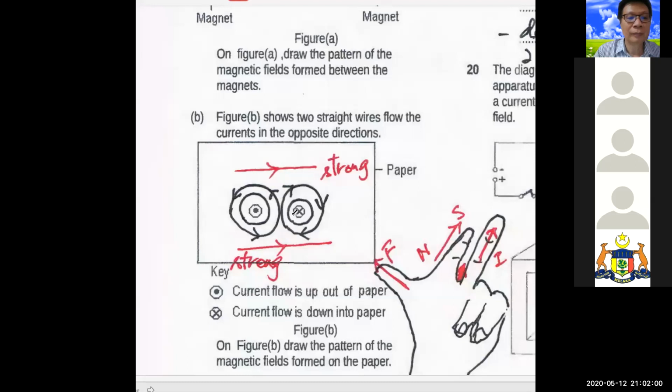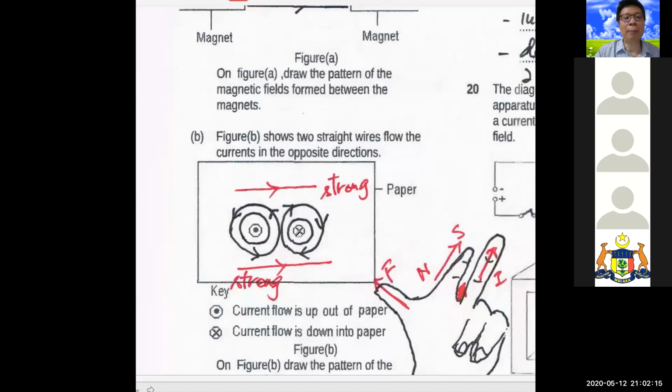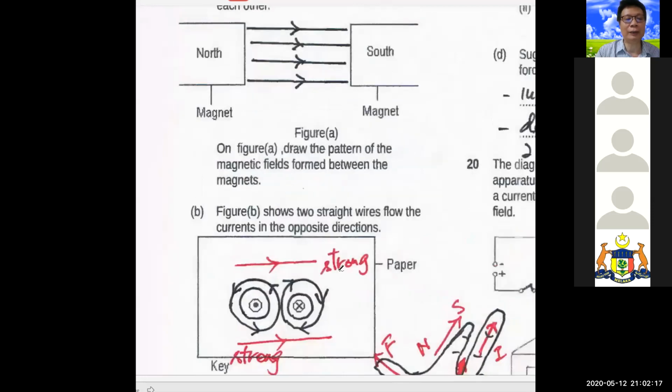Okay. So this one is anti-clockwise. The current comes out here, and this one the current goes in, so it is clockwise direction. Then the permanent magnetic field is left to right, right? So you put it here, this is the permanent magnetic field. The mic is off already, right? Okay, thank you.